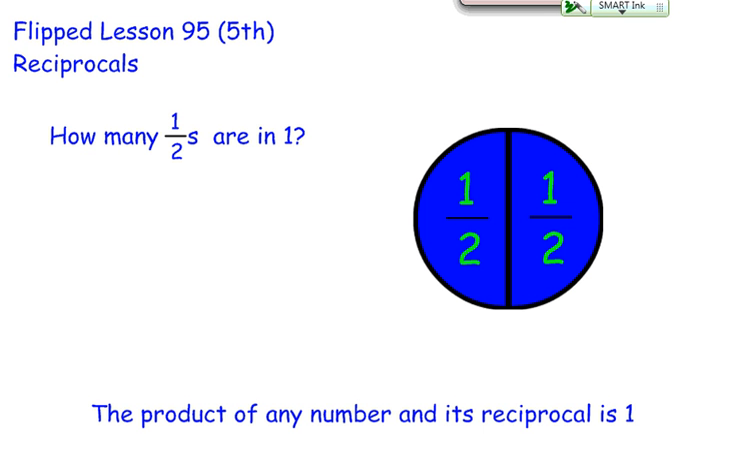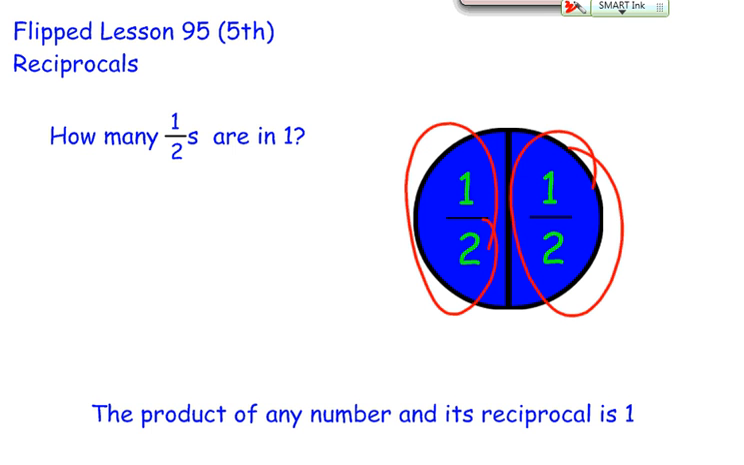As you look at the picture there, you say, okay, how many 1/2 do you see? It'd be very easy to say, I see 1 1/2, I see 2 1/2. So there are 2 1/2 in 1. Another way you could think about this is, what is 1 divided by 1/2? Which is going to be 2. How many 1/2 are in 1? 1 divided by 1/2, which equals 2.